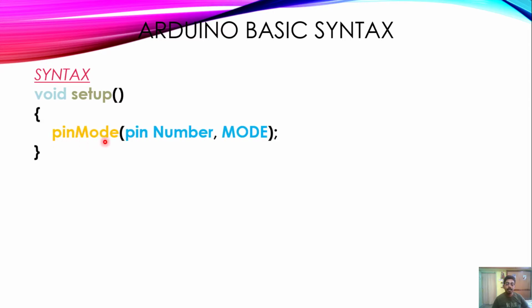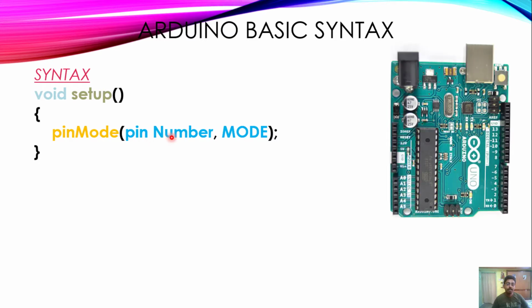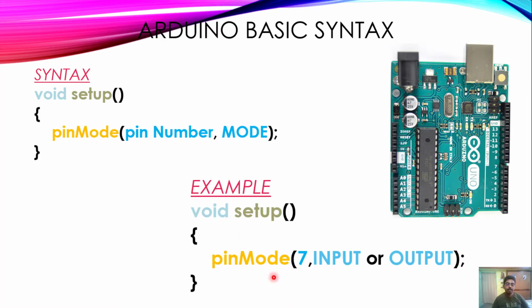This is the pinMode statement. This pinMode statement should be given inside the void setup function. Here you can see the pin number and mode. You need to define the pin number of the Arduino. If you want to make pin number 7 an input pin, then you need to give pinMode 7 comma INPUT.